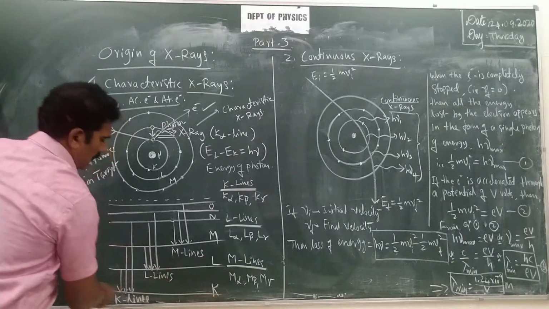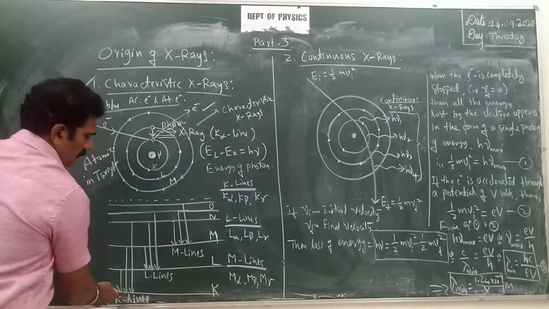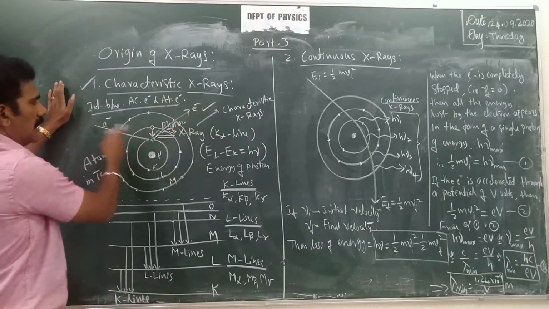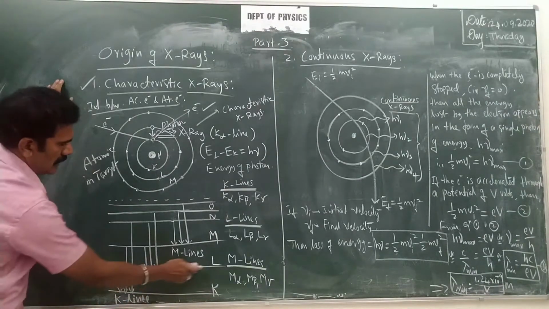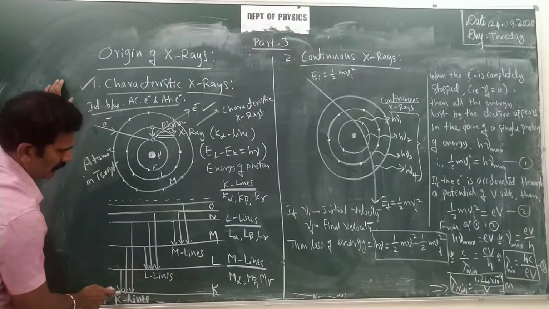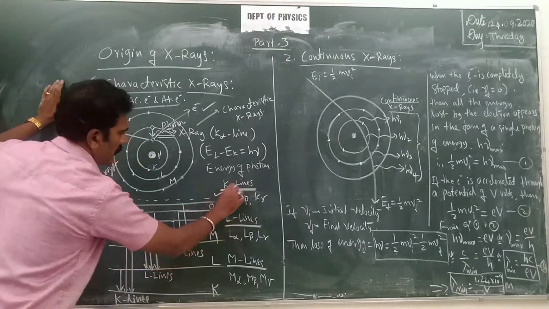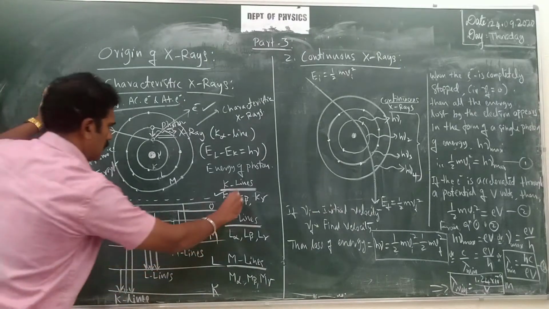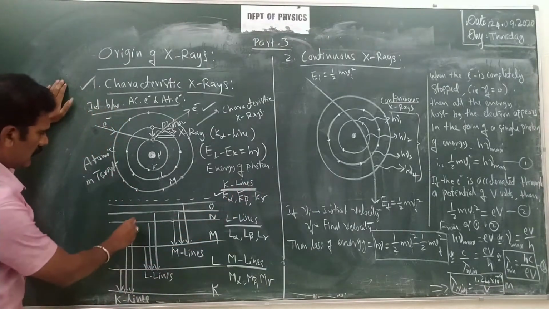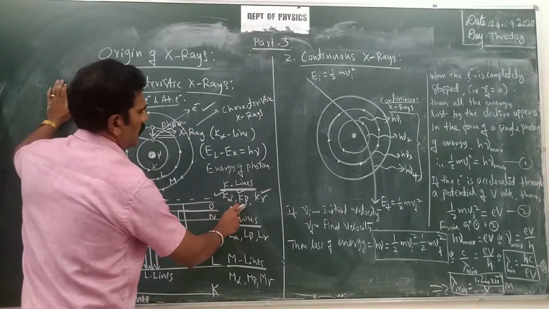So this is the K shell for you, the innermost orbit. Now due to the interaction, the electron is knocked out. This vacancy is filled by an electron transition from the L shell to the K shell. See, this is the upper shell, L shell to K shell. This downward transition gives the spectral line called K alpha. Similarly, the transition from M shell to K shell gives K beta. Similarly, N to K is called K gamma: K alpha, K beta, K gamma.